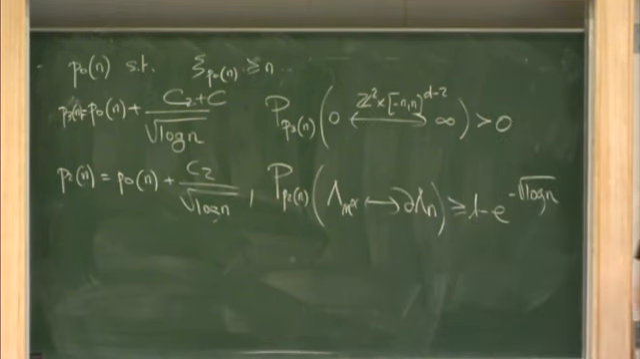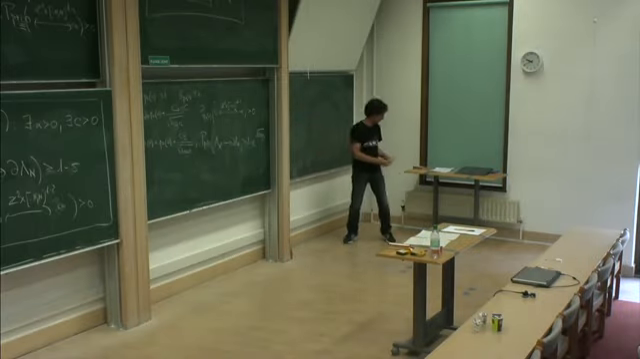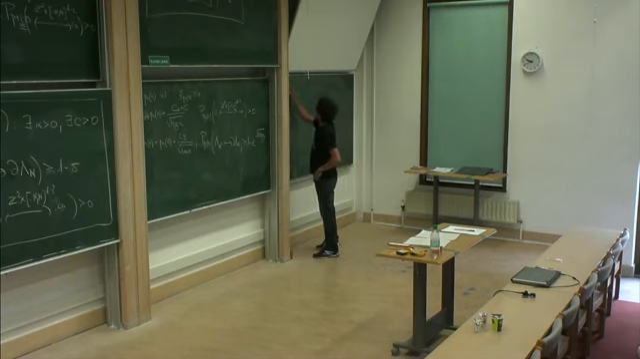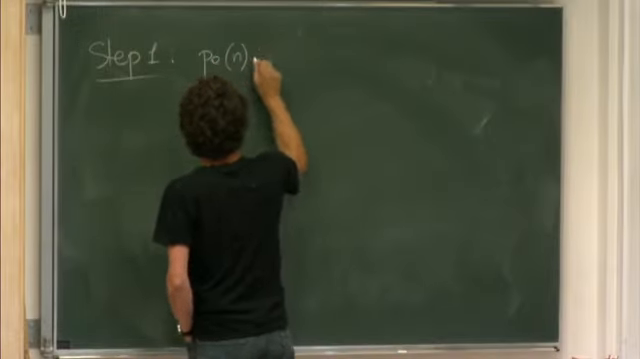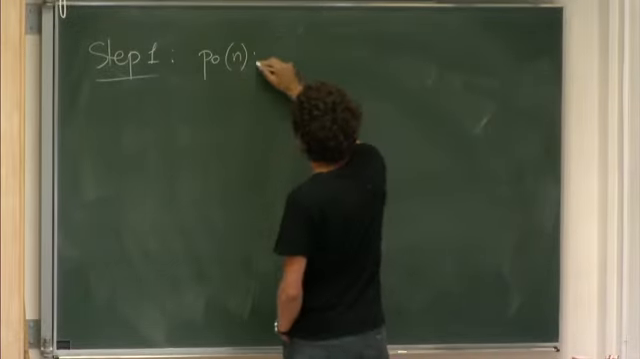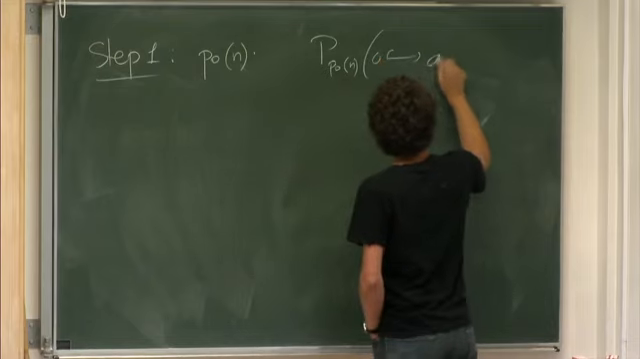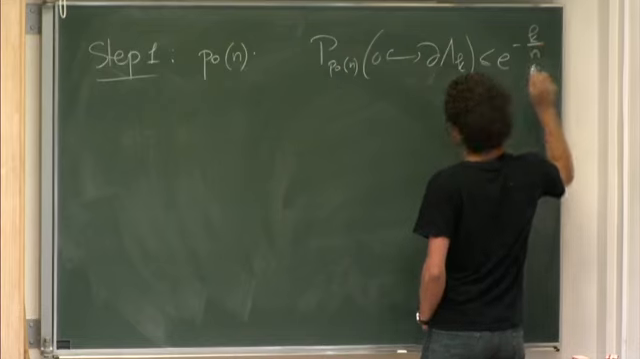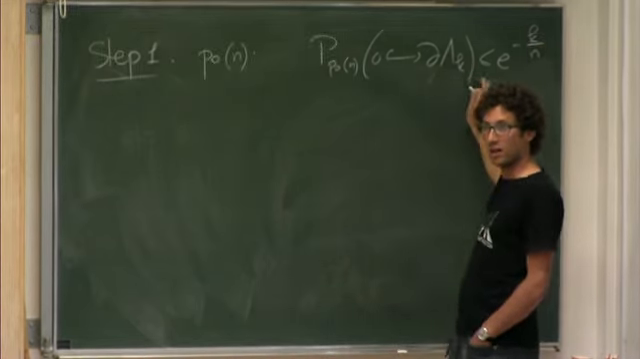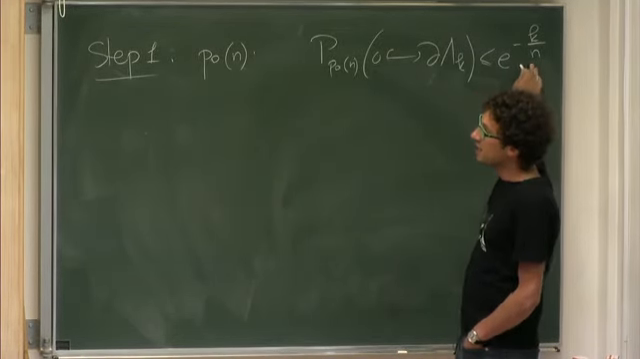So let's start. Step 1 is I'm starting from p0 of n. The p0 of n is just a p such that the probability that 0 is connected to the boundary of the box of size k is smaller than e to the minus k divided by n. This is exactly an equivalent way of phrasing the fact that the correlation length is at least n.